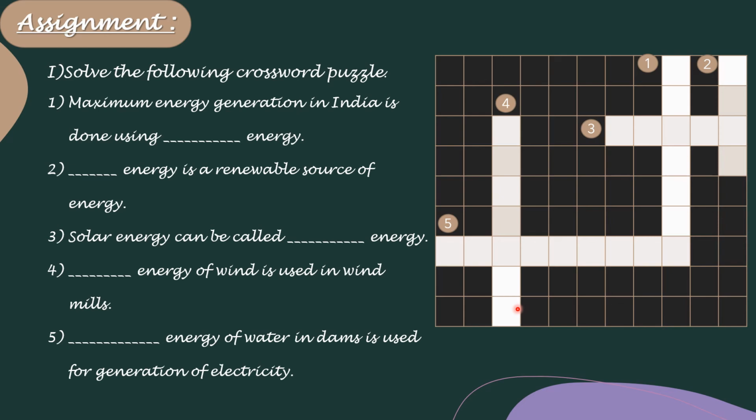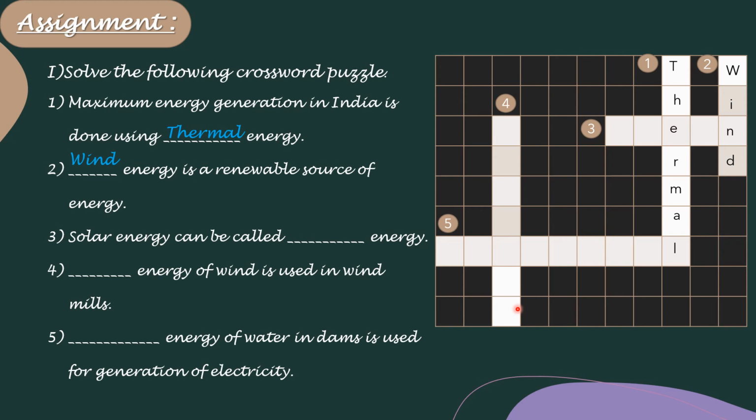Now students, you can see the crossword. There the numbers are given, so we will try to solve this crossword. Now the maximum energy generation in India is done using dash energy. So what is the answer? Yes, it's thermal energy. Then the second one, dash energy is a renewable source of energy. So what is the answer for this? Yes, correct. It's wind energy. So we'll fill up the crossword.